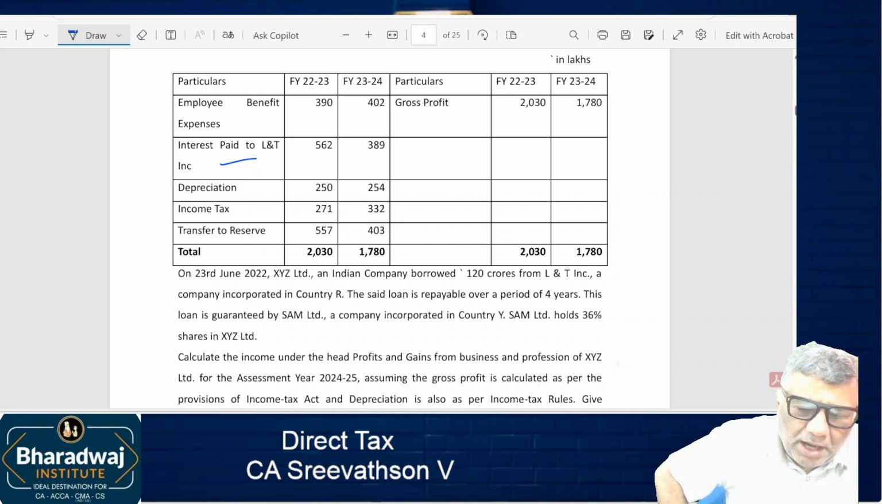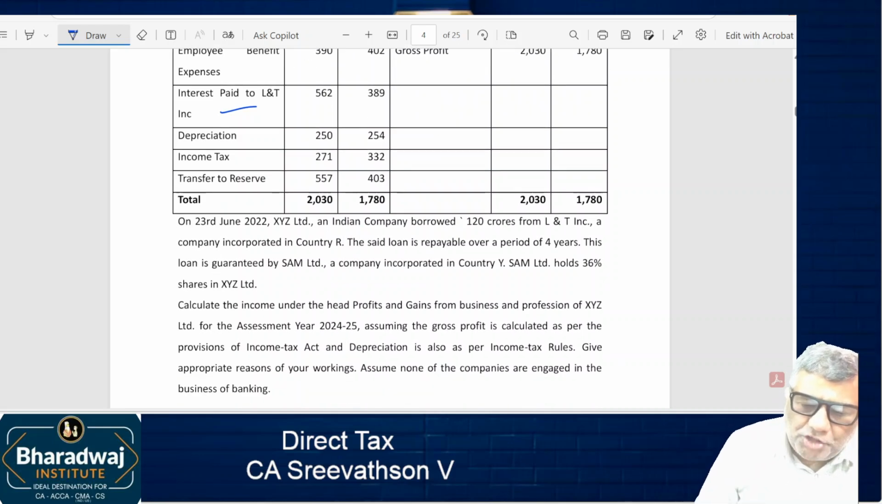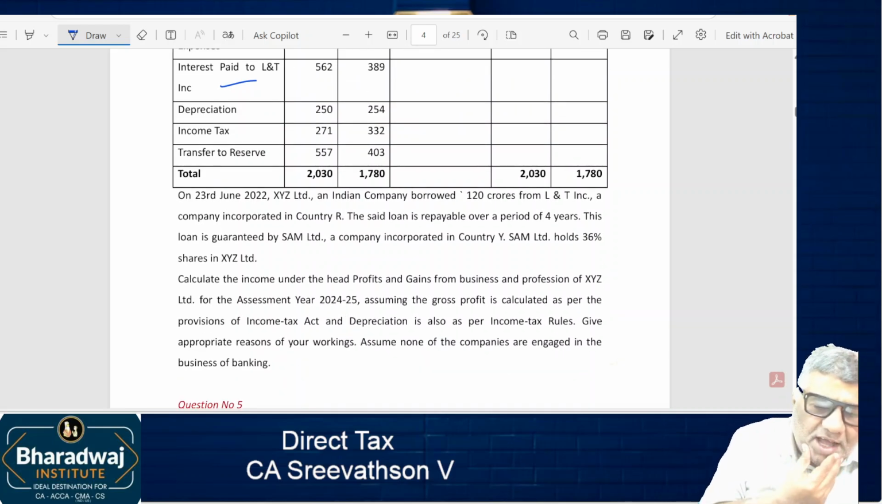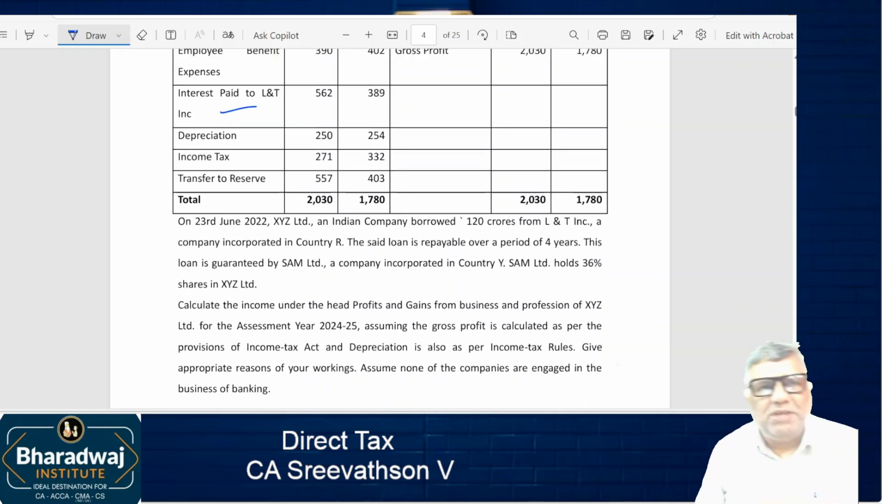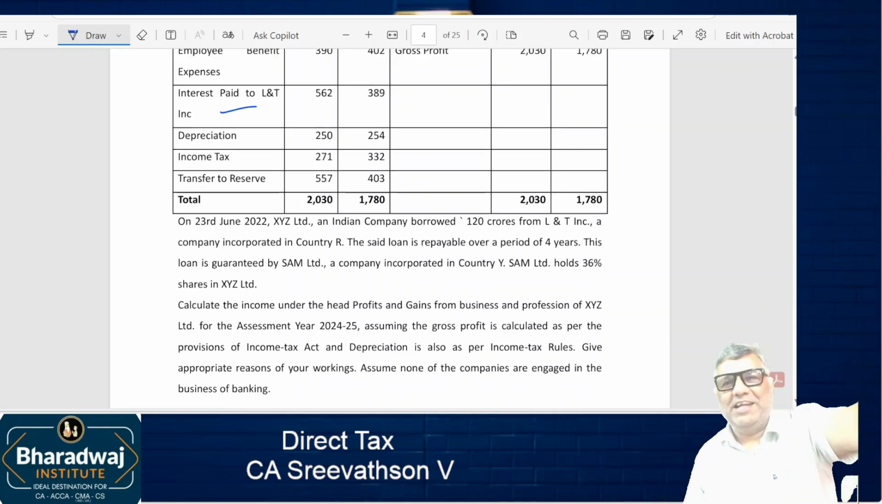Calculate the income under the head capital gains from the business or profession for the assessment year 24-25. Assuming the GP is calculated as per the provisions of income tax and depreciation is as per income tax law, give appropriate reasons for your working. Assume none of the companies are engaged in banking business. So they are coming directly to 94B.